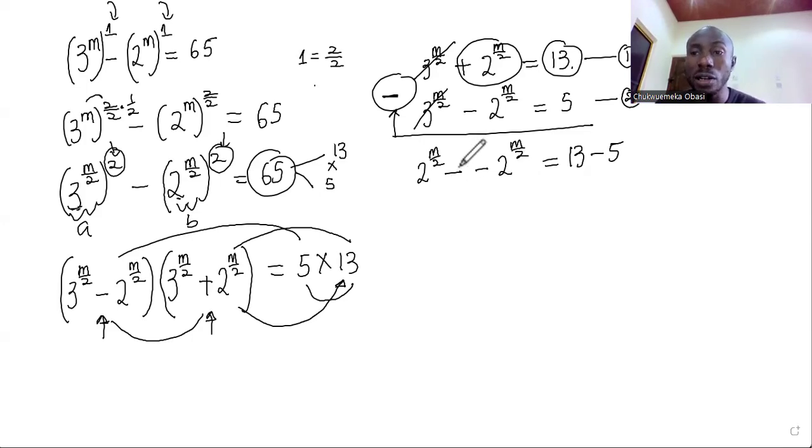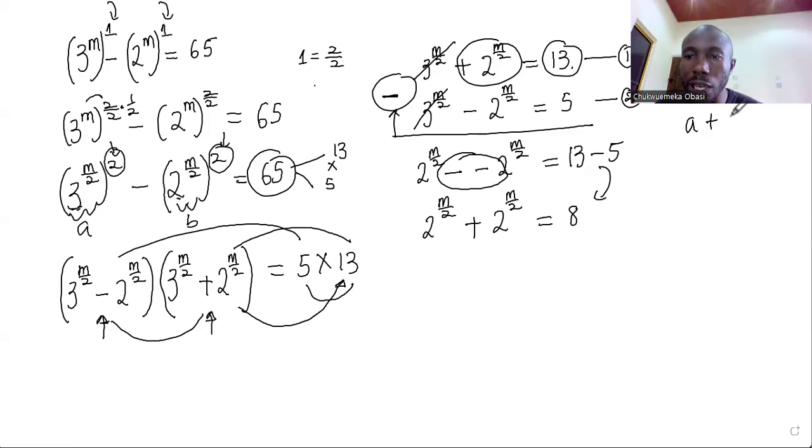Now, from your laws of arithmetic, you know negative negative we have to resolve to positive. So that becomes 2^m/2 + 2^m/2, and that is equal to 8, right? Yeah, 13 minus 5 is 8. So from this point, if you have a plus a, that's going to give you 2a, right? So think of these as that a. So this quantity plus this quantity will give me 2 of this quantity, which is 2 times 2^m/2. And that is all equal to 8.